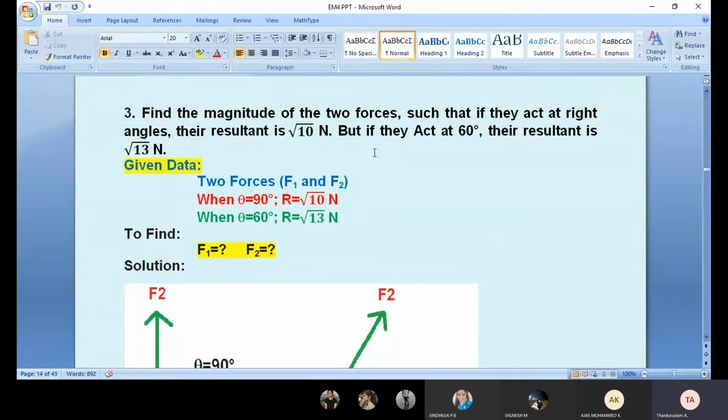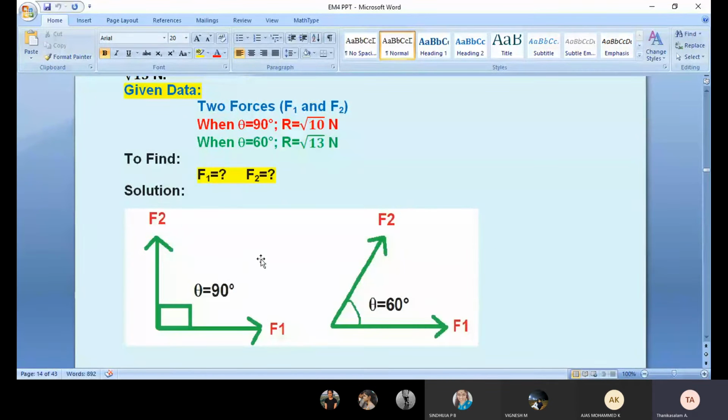See, each and every problem is different, but the concept is the same. Here are two forces, F1 and F2. First they act at 90 degrees, so theta is taken as 90 degrees, and the resultant value given is square root 10. When theta equals 60 degrees, the resultant equals square root 13 Newton. They asked what F1 and F2 are. That's why I have drawn the graphical representation: case 1, case 2.